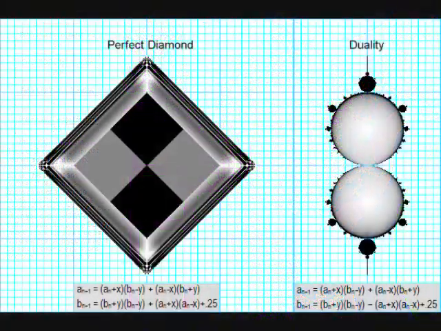The perfect diamond and duality processes are closely related. They are the result of ideal, mathematically precise, interacting systems A and B. The patterns have an unusual combination of perfection and complexity.